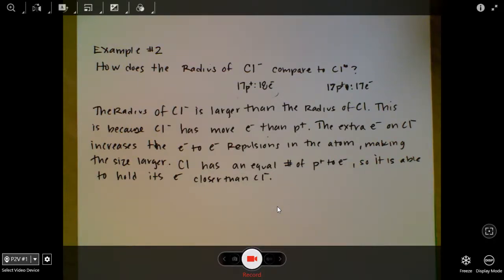All right. Hopefully these two things are clear. Hopefully you understand atomic radius and ionic radius. If you find yourself having any problems, please let me know. We'll get things cleared up.